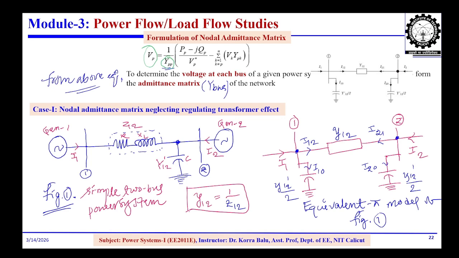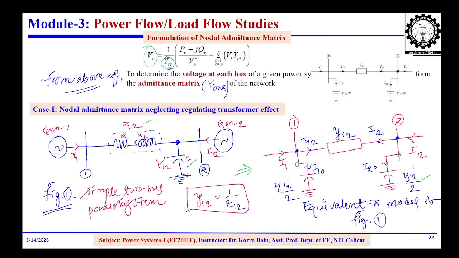Here a simple 2 bus system is given. Generator 1 and generator 2 are connected by a transmission line that has the impedance Z12 and the shunt admittance, that is capacitance, which we give as Y12 dash. Whenever the capacitance is there, we can represent it in terms of the equivalent pi model. The given capacitance is divided in half and placed at both the sending end and receiving end, so Y12 dash by 2 and Y12 dash by 2 are given here.